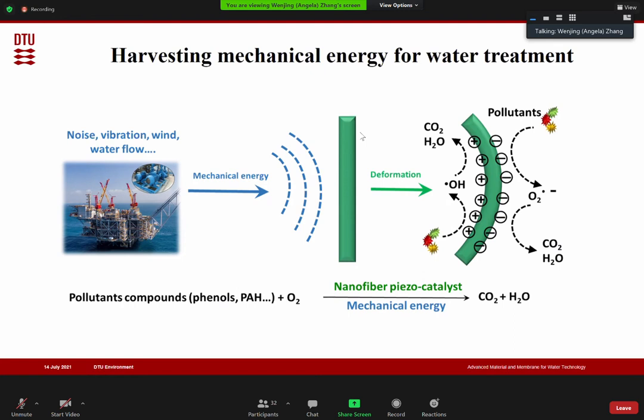So our idea is that instead of, for instance, the light source from the previous project, can we harvest mechanical energy around us or inside of the system and convert it into chemical energy for the degradation of the pollutants in the water? And especially we are looking at nanofibers because such one-dimensional structures can amplify the mechanical deformation and thus optimize the piezo effect.